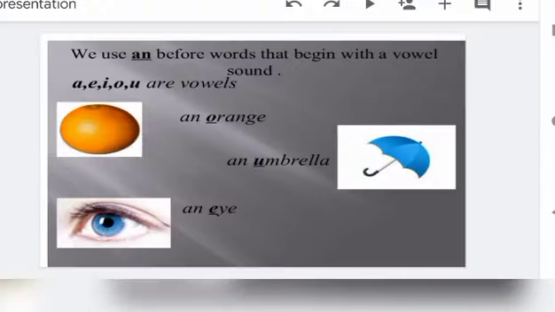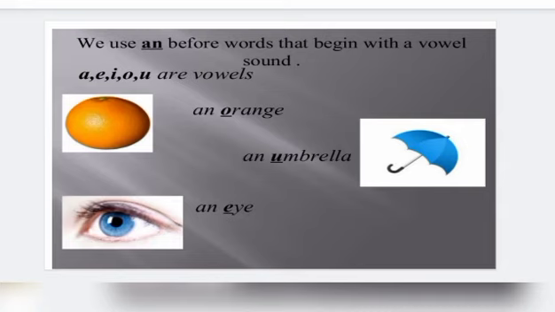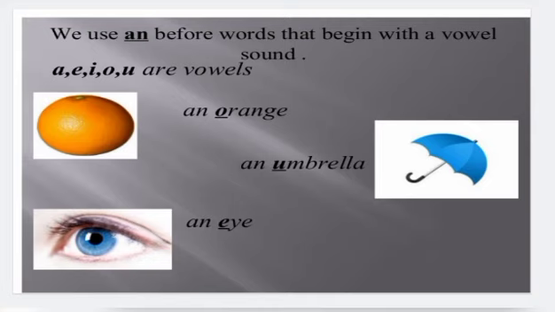We use an before words that begin with a vowel sound. A, E, I, O, U are vowels. Let's see some examples. An orange, where an is used before a word which begins with a vowel sound.